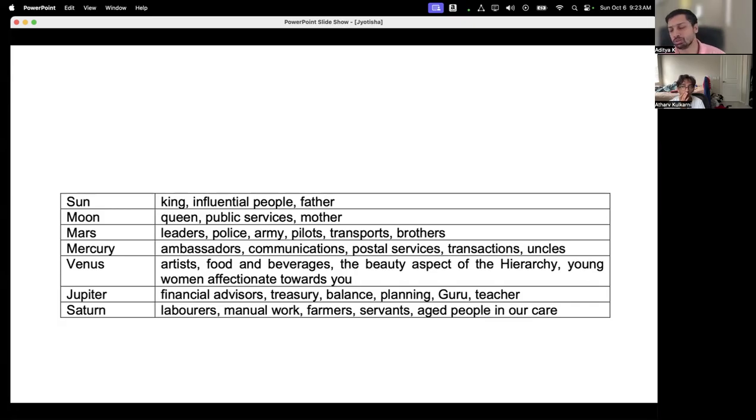So each graha also dictates the directions. But in your house, where you store your money, where you store your gold, your jewelry, your shares, right? All of these things are also governed by Jupiter.